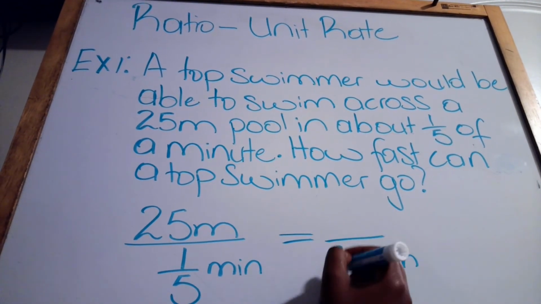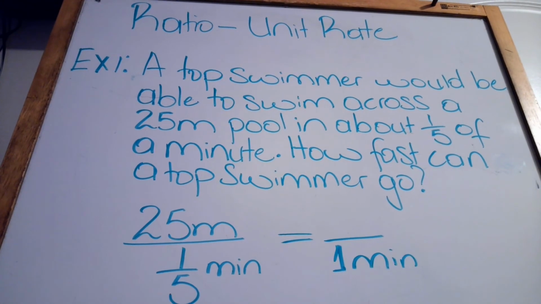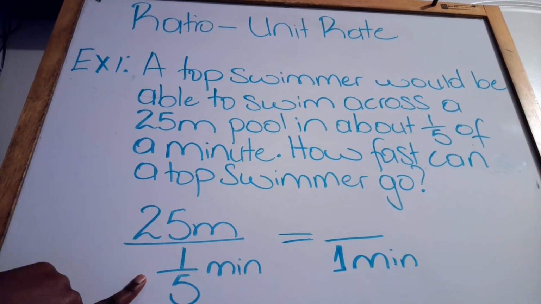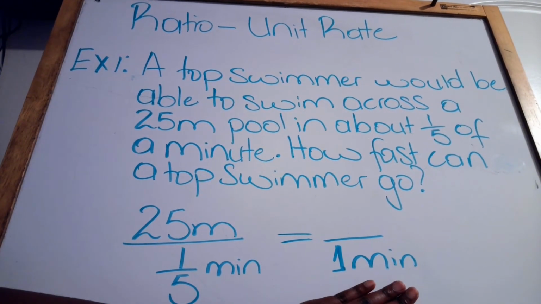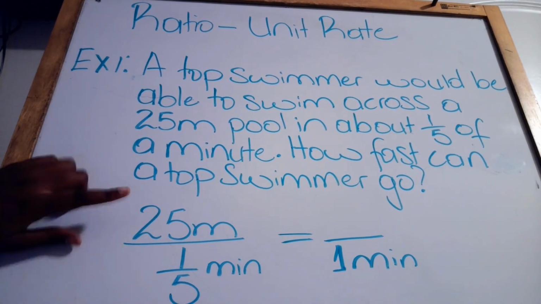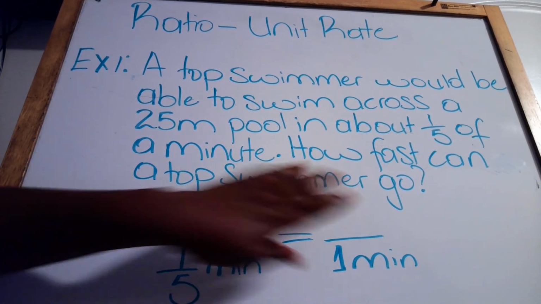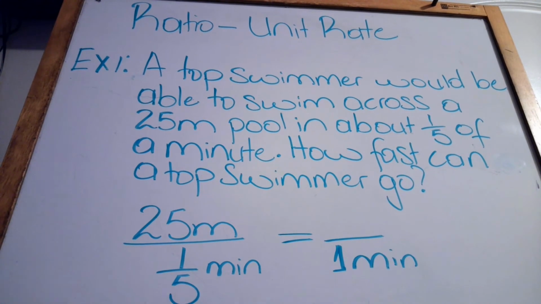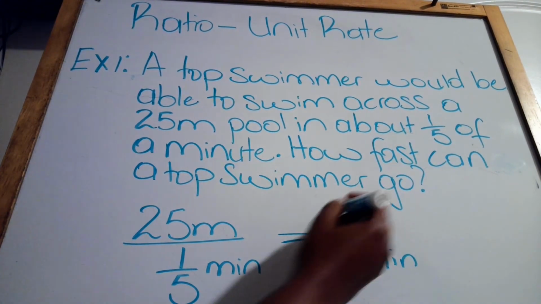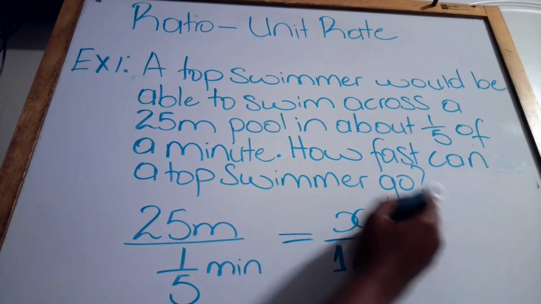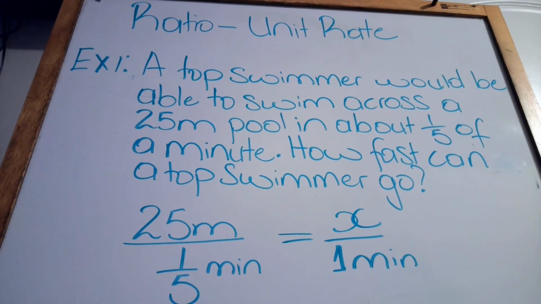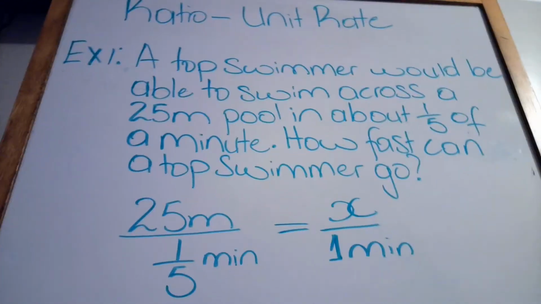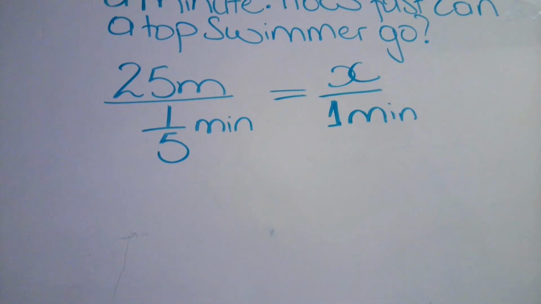Why did I put the minute in the denominator? The minute is in the denominator here. It is also in the denominator here. So meters is in the numerator here. We want to find how many meters you can cover in a minute. So that is what we want to find. So that will be your unknown. We use a variable to represent our unknown.